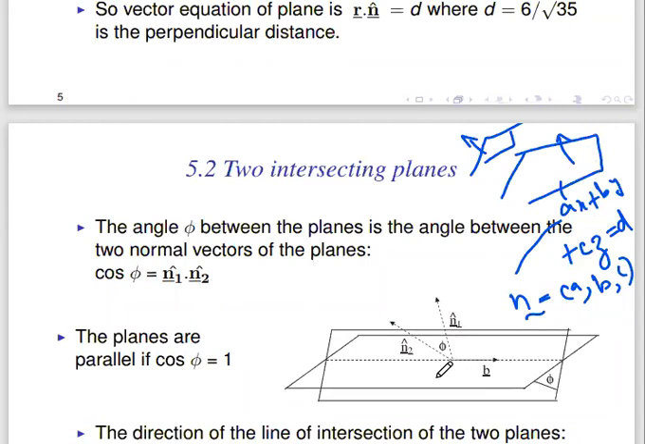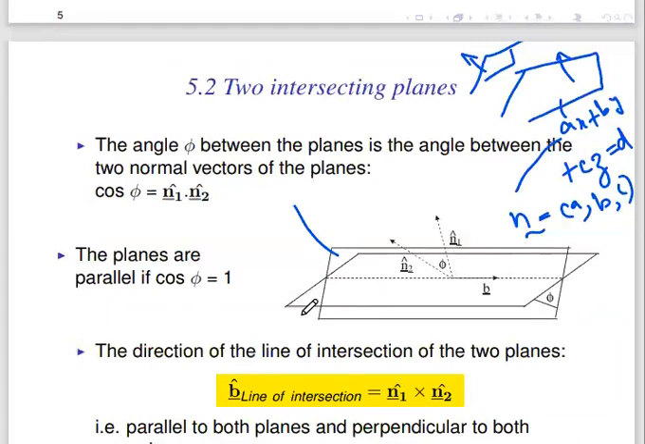So n1, n2. If you are given the equations of these two planes, you can find n1 and n2 very easily. Those are the coefficients of x, y, and z. You know these vectors, right? So by taking the cross product, you can check whether the planes are parallel or non-parallel. If the cross product of n1 and n2 is 0, they are parallel. If it is non-zero, then they are non-parallel planes.